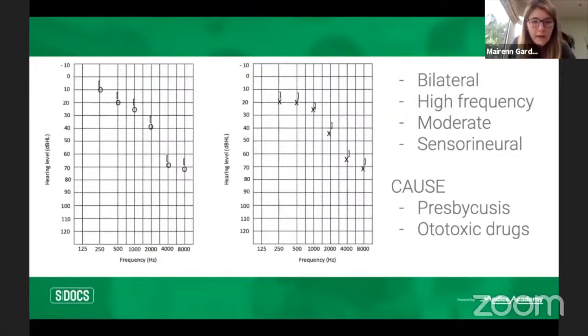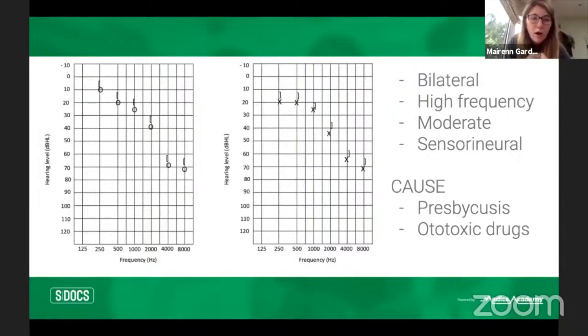Next case. Here, because you've got matched bone and air conduction, as you can see that the bone and air conduction follow each other, it suggests that it's sensory neural. Unlike the other one, this one is bilateral, and the hearing loss is actually at the higher frequencies. So between about 1,000 to 8,000, they've lost their hearing in this case.